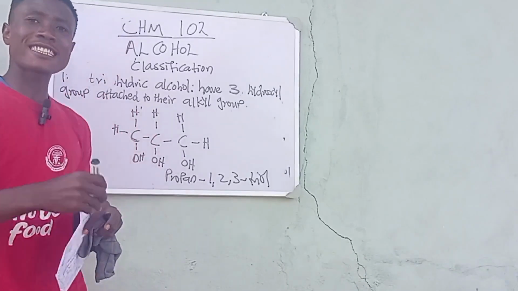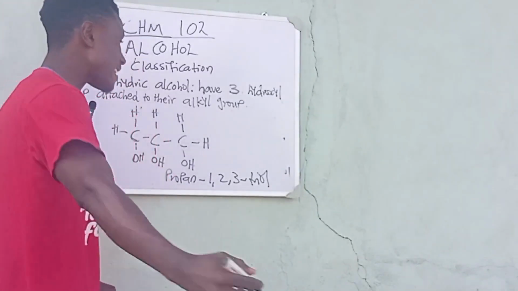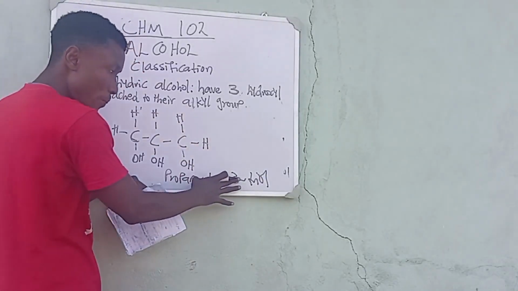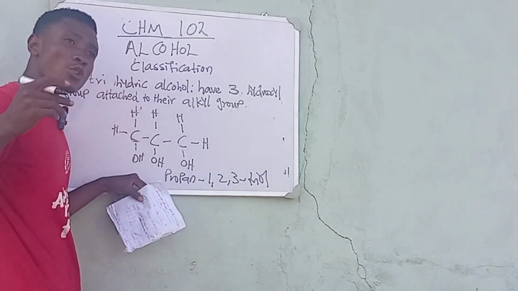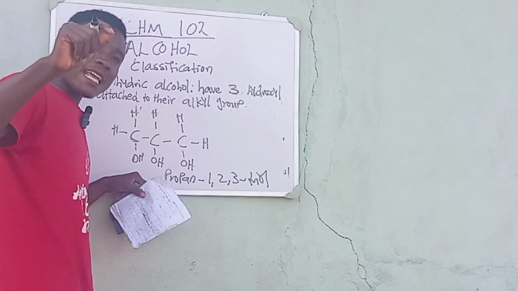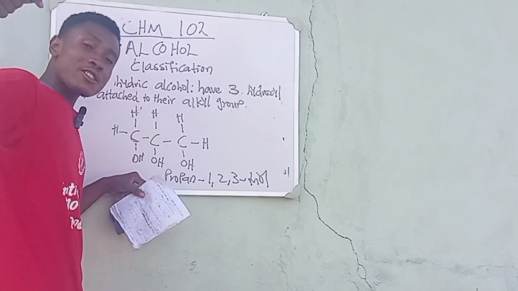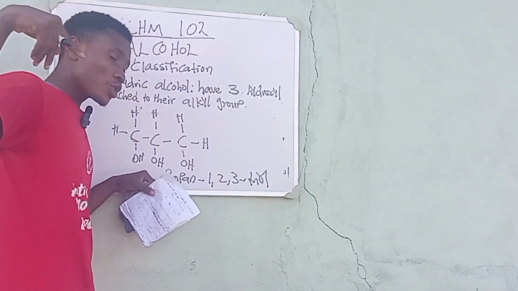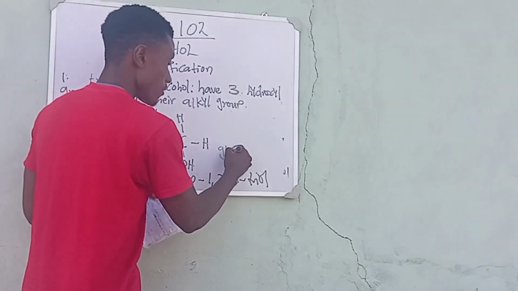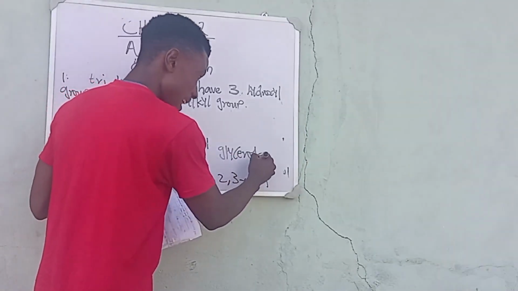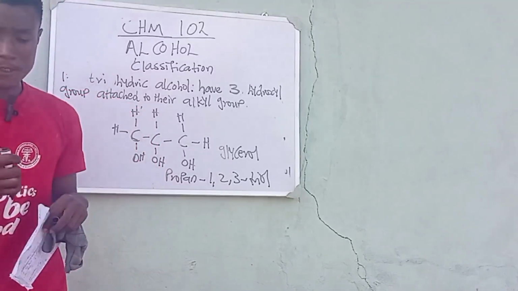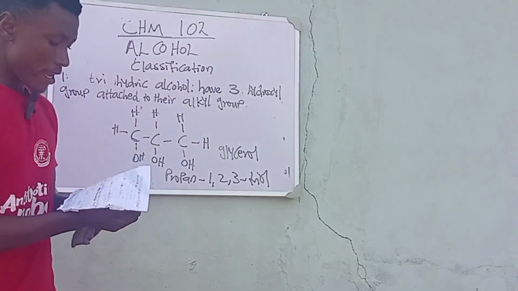Now propane 1,2,3-triol is also known as glycerol. So our propane 1,2,3-triol is also known as glycerol. Remember when I talked about ethane 1,2-diol, I said it's known as glycol. So propane 1,2,3-triol is also known as glycerol. It is very, very important you take note of these names because the namings are very, very important.